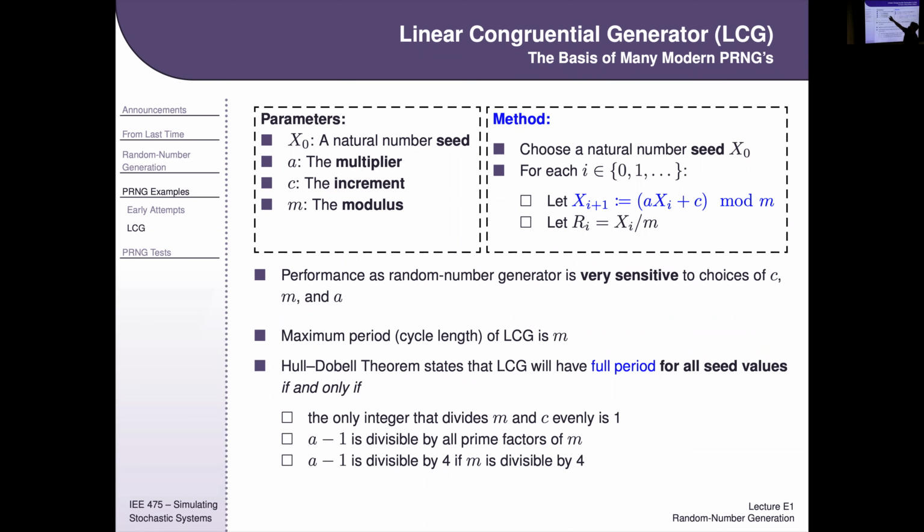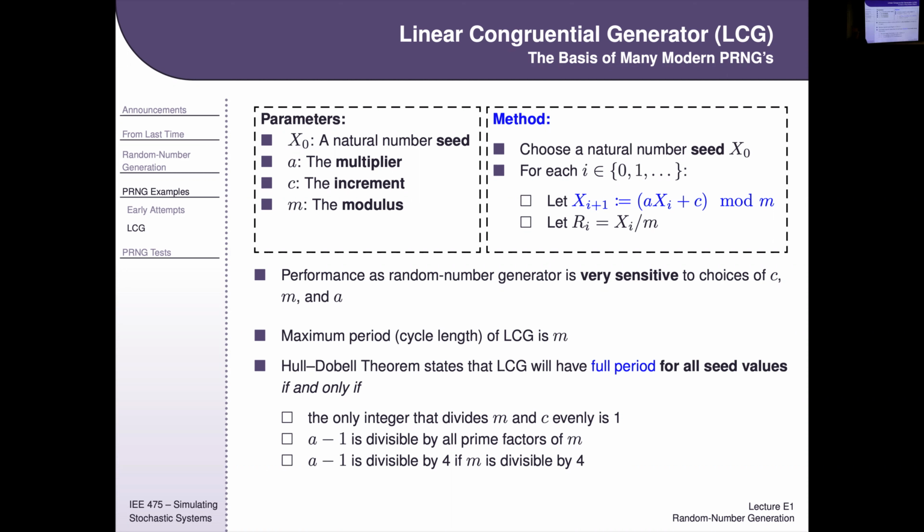The performance of this generator is very sensitive to these things, but if you can solve for the right ones, then you're really golden. And so there's an old result, the Hull-Dobell theorem: if you choose an integer that divides m and c, so the only integer that divides the modulus and the increment evenly is 1, and if the multiplier minus 1 is divisible by all prime factors of m, so you have to know all the prime factors of m, and also if the multiplier minus 1 is divisible by 4 if m is divisible by 4.